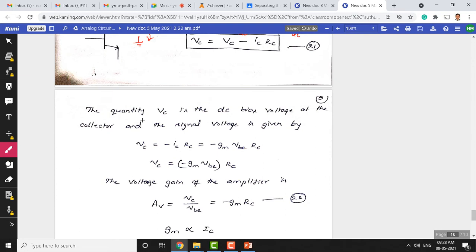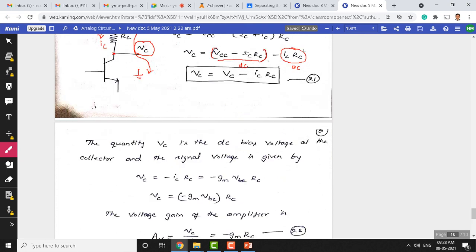The quantity VC is the DC bias voltage at the collector, and the signal voltage is given by ICRC. If we denote the signal voltage as small v small c, this is what we have written here. Do not get confused with this; this is capital C. This is the total collector voltage, which is measured here.